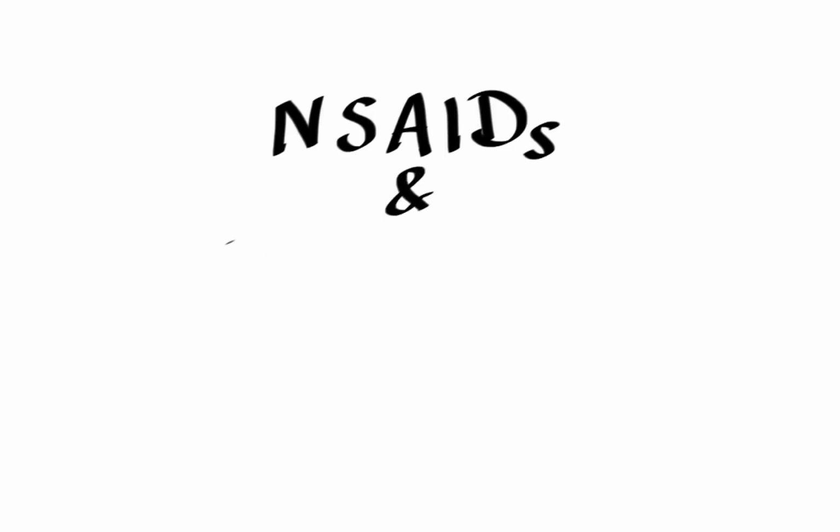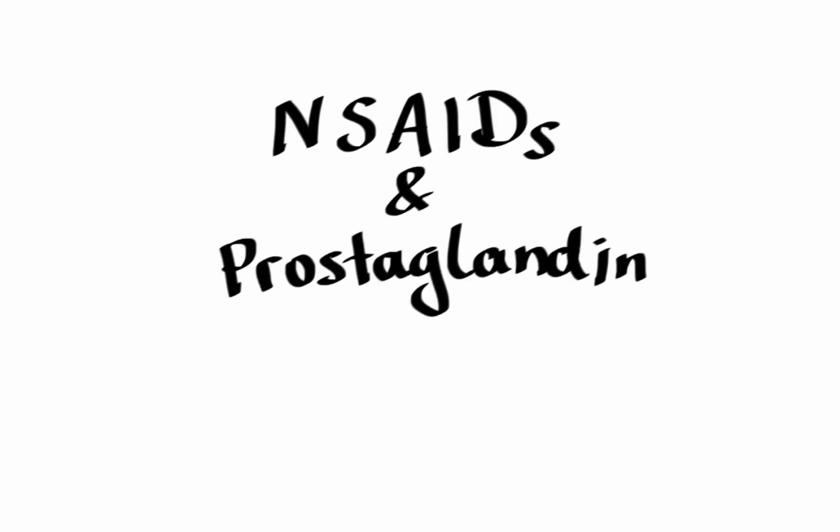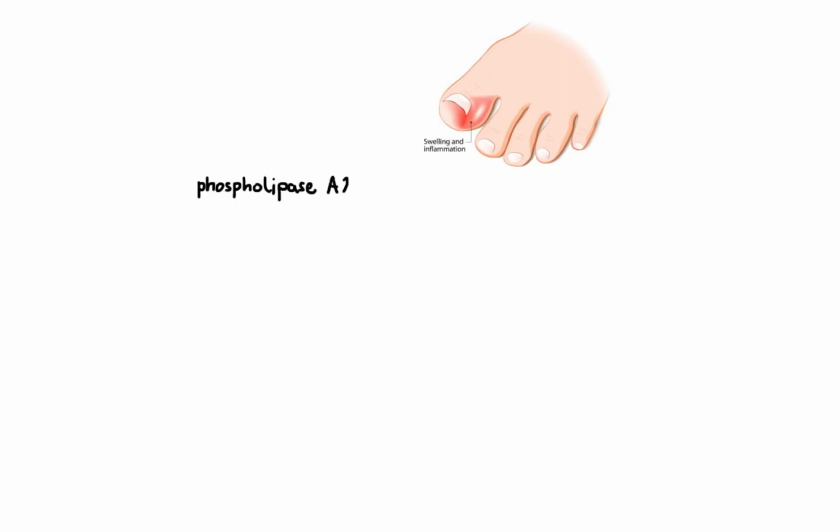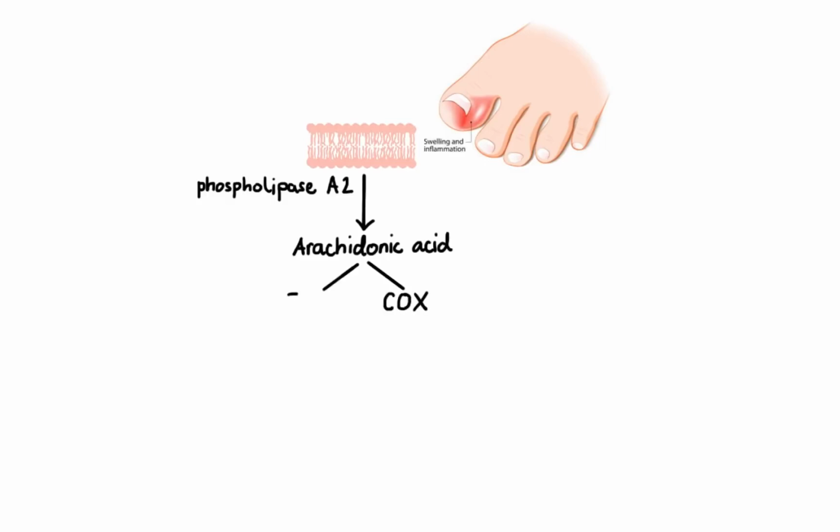In this lecture, we're going to cover pharmacology of nonsteroidal anti-inflammatory drugs, known as NSAIDs, as well as pharmacology of prostaglandin analogs. But before we do that, let's first discuss what happens during inflammatory response. So, following tissue injury or irritation, an enzyme called phospholipase A2 is released, which converts phospholipids in the cell membrane into arachidonic acid. Now, arachidonic acid is the substrate for two major enzymes, the cyclooxygenase, abbreviated as COX, and 5-lipoxygenase, abbreviated as 5-LOX. In this lecture, we're going to focus just on the cyclooxygenase pathway.